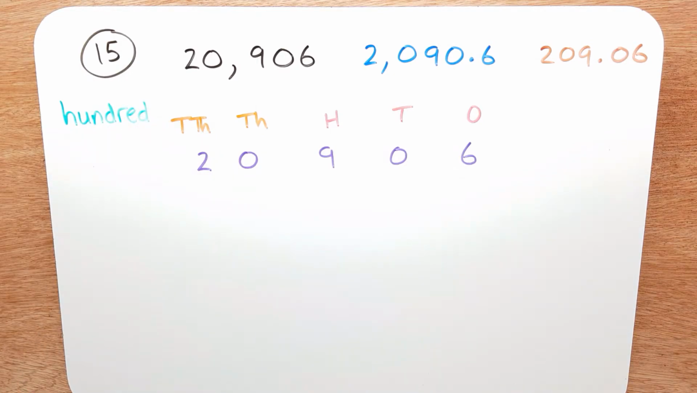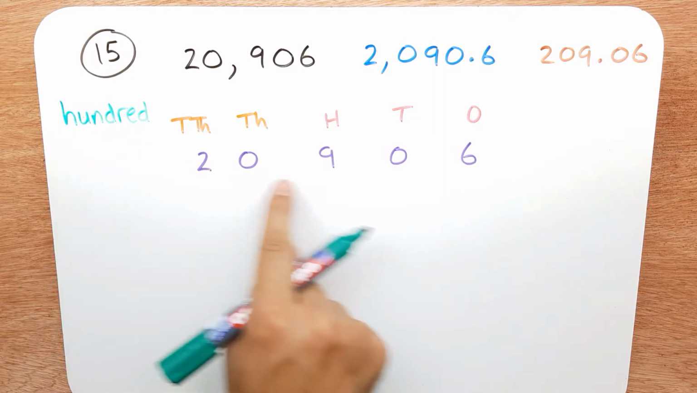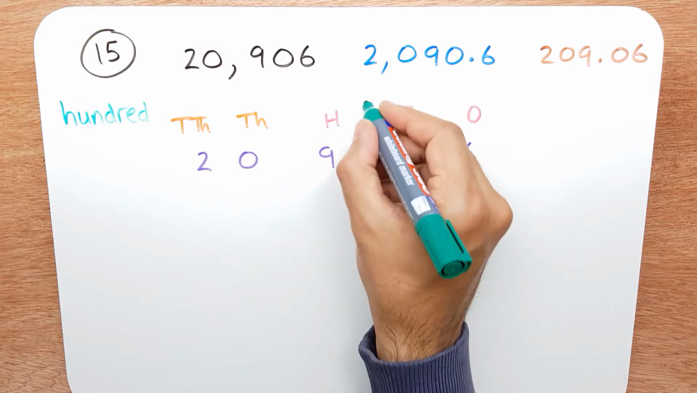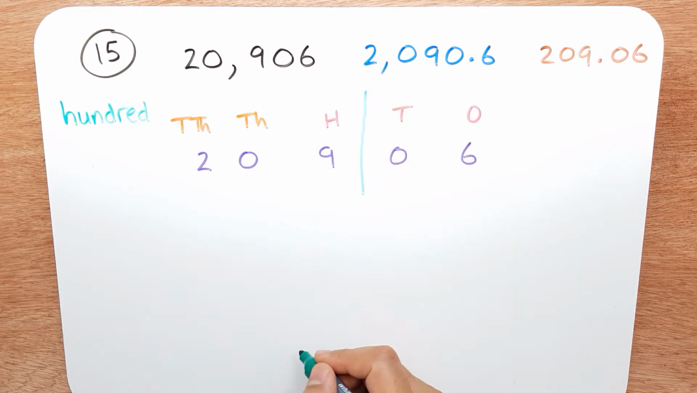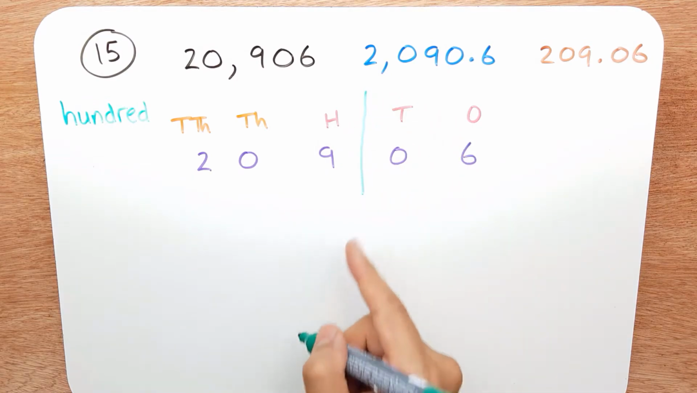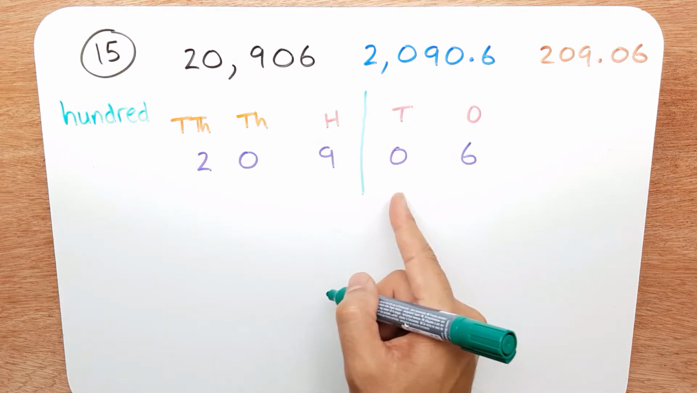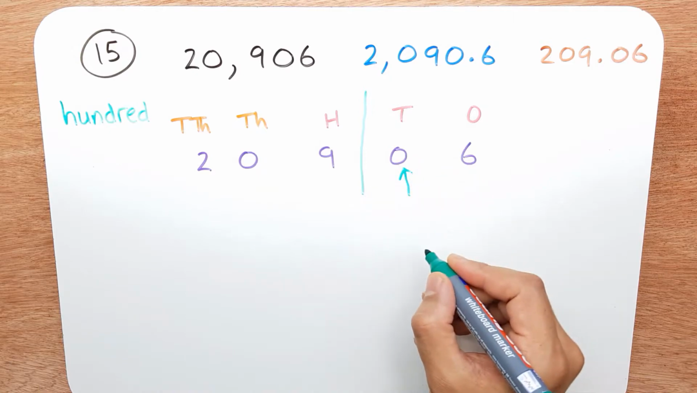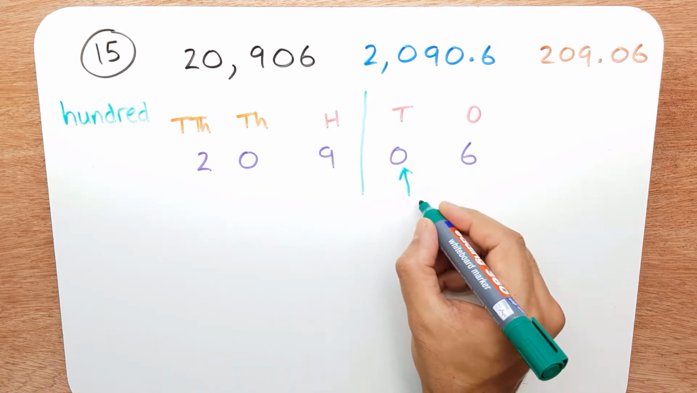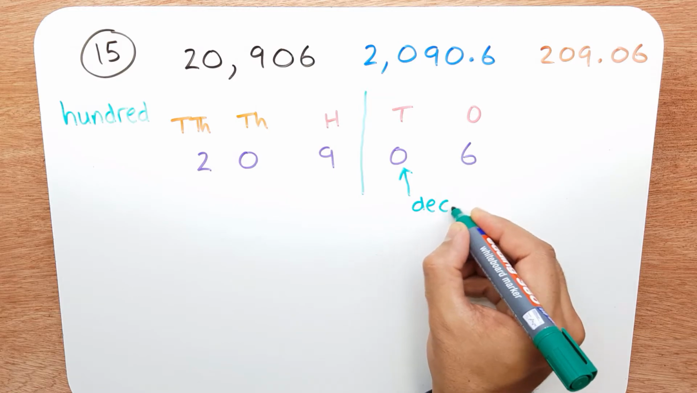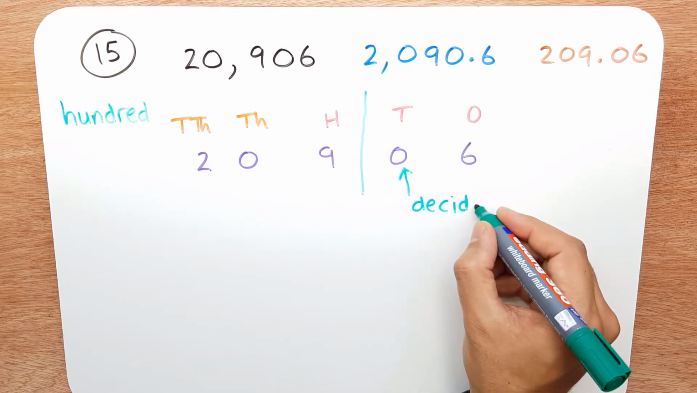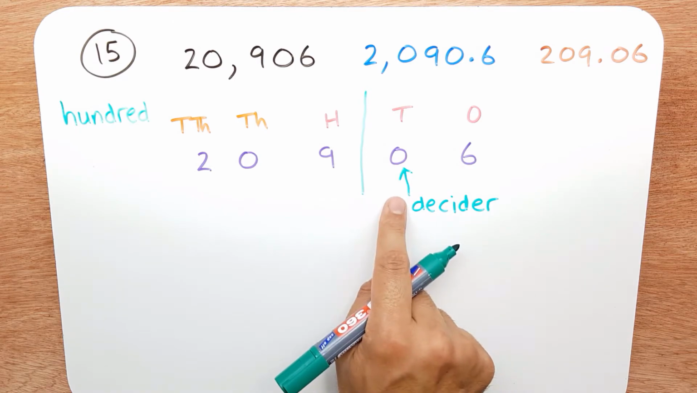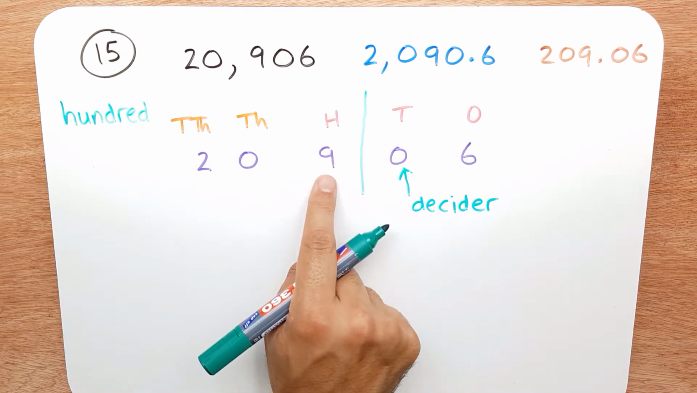So what I tend to do is I'll go to the 100 column and I'll put a line there. Now the number to the right, this number here, this digit, is what we call the decider, because it decides what happens to this number to the left of that line.